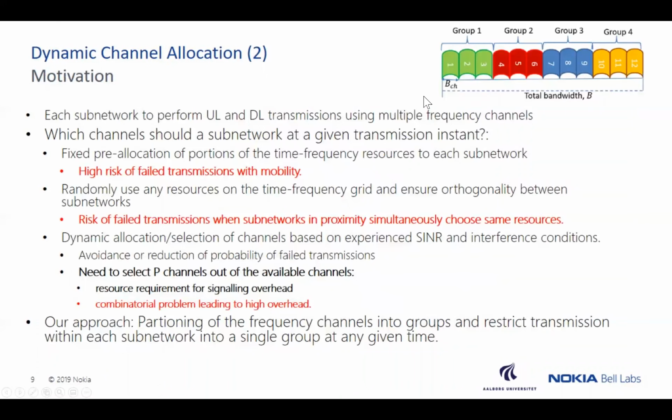To do that, we have assumed that we have a total bandwidth of B, which is partitioned into a number of channels with BCH as the size, and all the channels are then grouped into a number of groups. Here in this illustration, we have 4 groups. The assumption here is that the total number of channels within each group is at least greater than the number of repetitions required within a subnetwork. We can then restrict transmission within a subnetwork to a channel group, and the subnetwork only initiates switching to another group when the condition becomes bad.